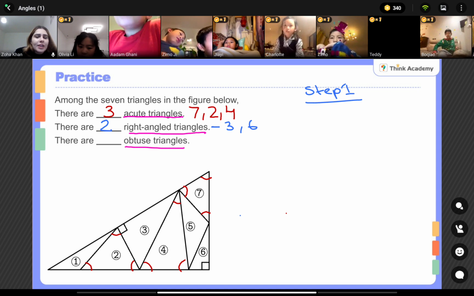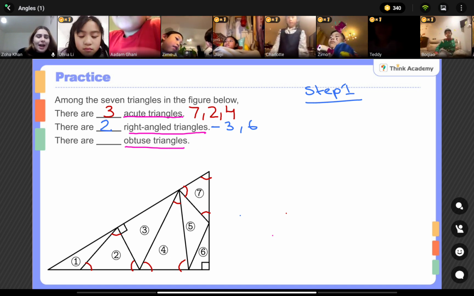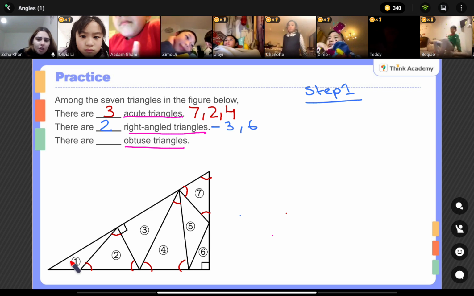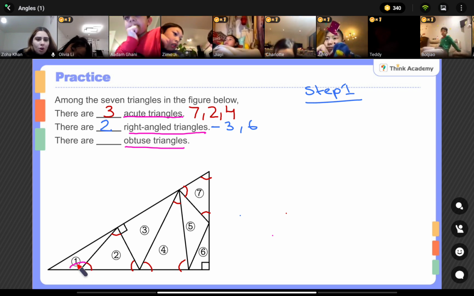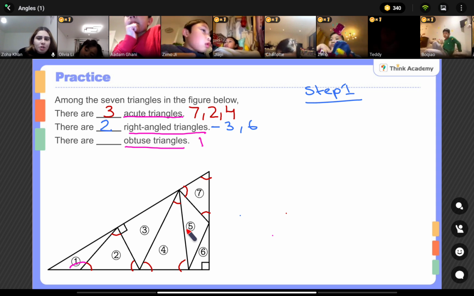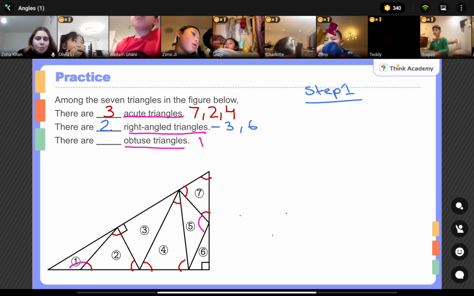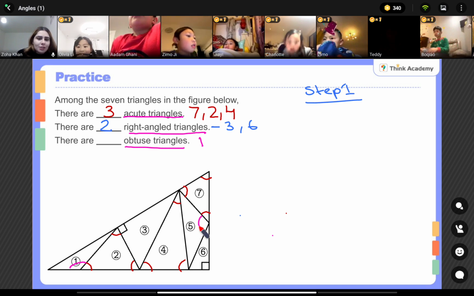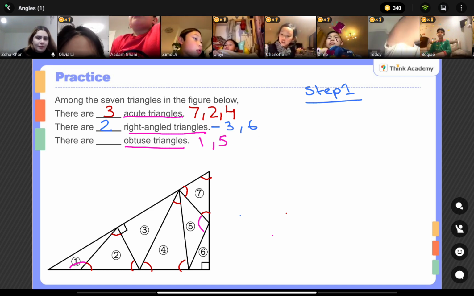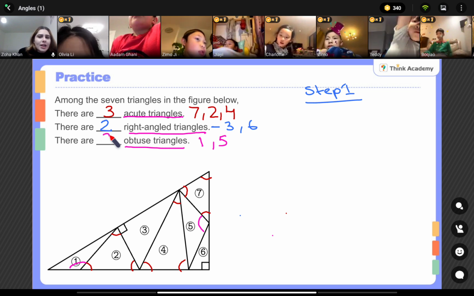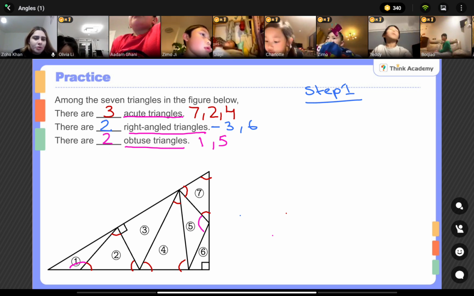And now let's have a look at the obtuse triangles. Remember, everyone, obtuse triangles are triangles that have one obtuse angle. So look, number 1 has one obtuse angle. So number 1 is an obtuse triangle, okay? And number 5 is an obtuse triangle, okay? Because look, that has one obtuse angle. So it should be 1 and 5, okay? So there's 3 acute triangles, 2 right angle triangles, and 2 obtuse triangles.